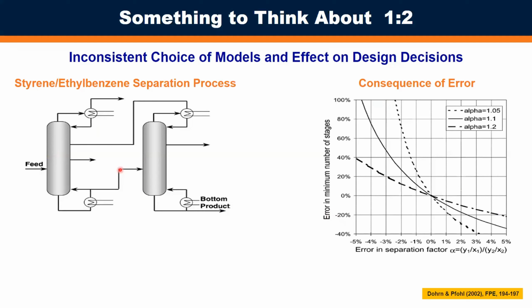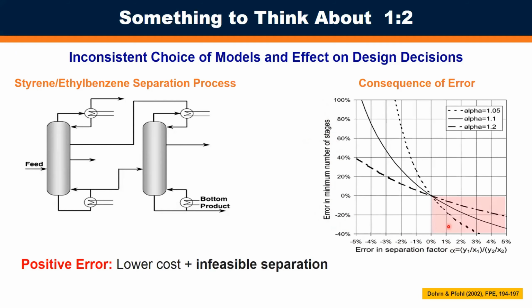This is a 2-column system for the styrene ethylbenzene separation. And over here, you have a plot that shows the consequence of error. So on the x-axis, you have the error in the alpha values, so the separation factor. And on the y-axis, you have the error in the minimum number of stages. So one is a consequence of the error in the separation factor. And we're only looking at plus or minus 5% here.